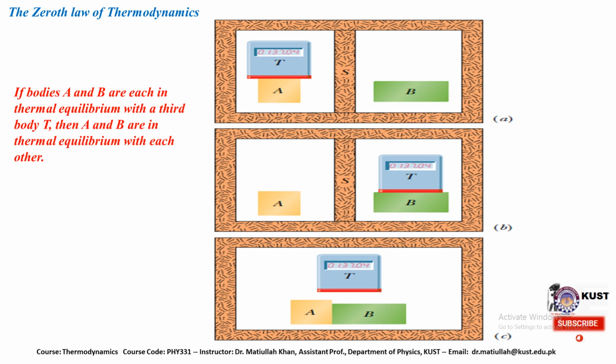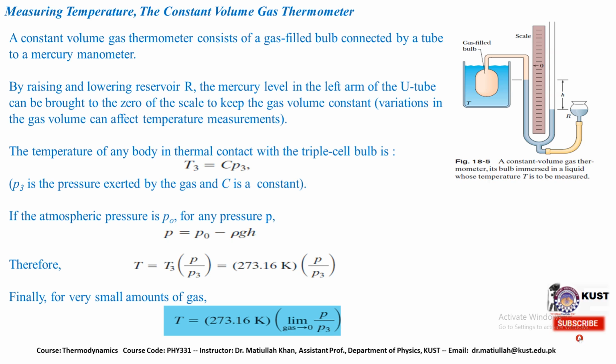And finally, we conclude from the zeroth law of thermodynamics that body A and body B are in thermal equilibrium with each other. So this is called the zeroth law of thermodynamics, and it gives us the concept of temperature. So how can we measure the temperature of something? There are different thermometers for measuring temperature. We have a gas thermometer, we have a mercury thermometer, different thermometers.